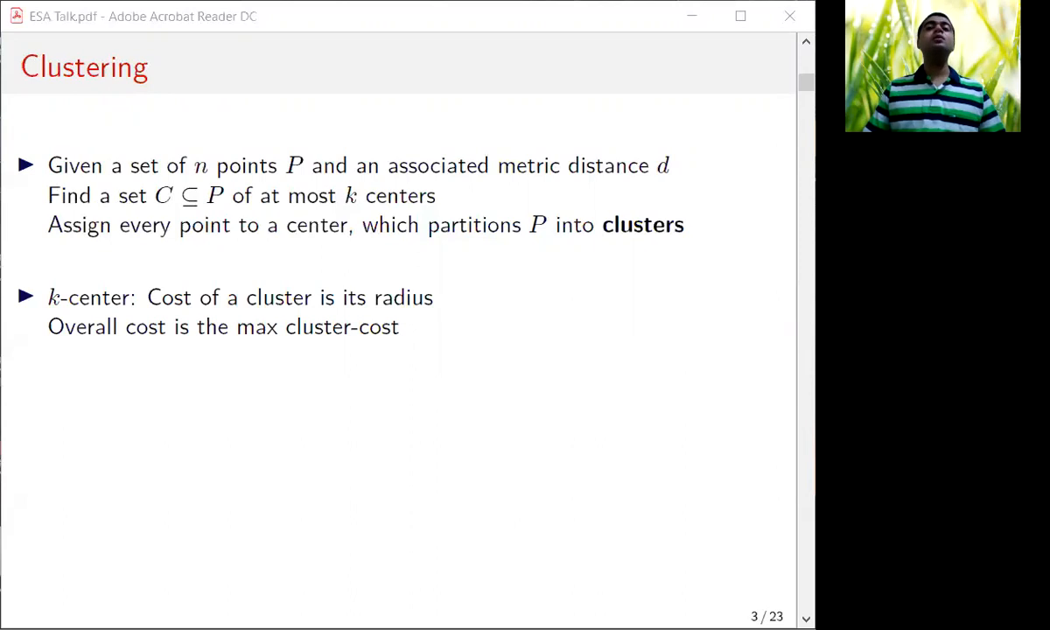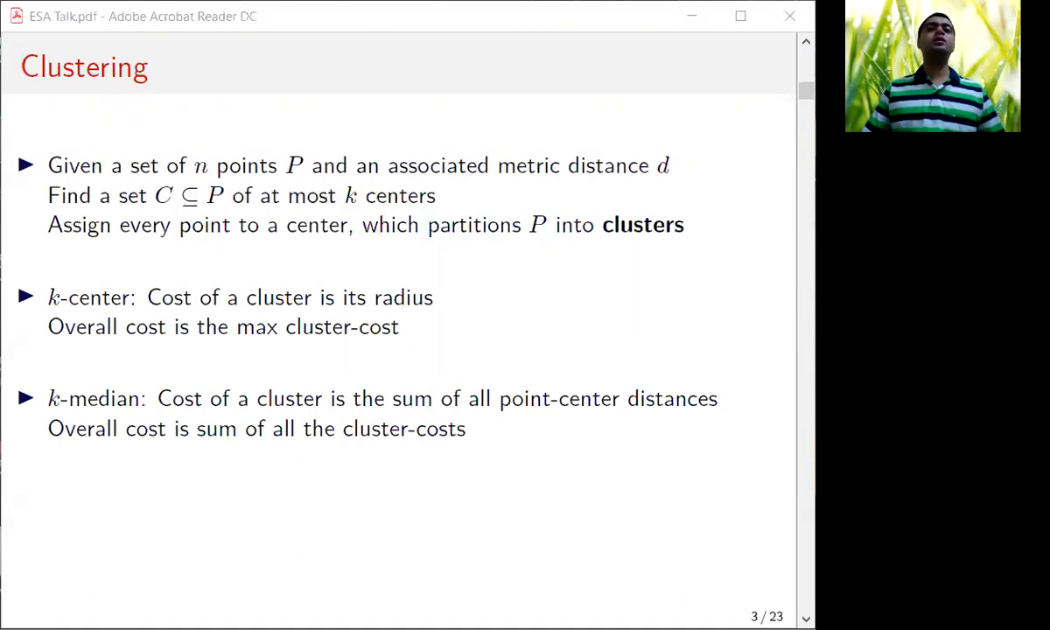In K center, the cost of a cluster is the radius of that cluster, which means the maximum point center distance in that cluster. And the overall cost of clustering is just the maximum such cluster cost. Next, we have K median. Here the cost of a cluster is the sum of all point center distances in that cluster. And then the overall cost is just the sum of all the cluster costs, right?